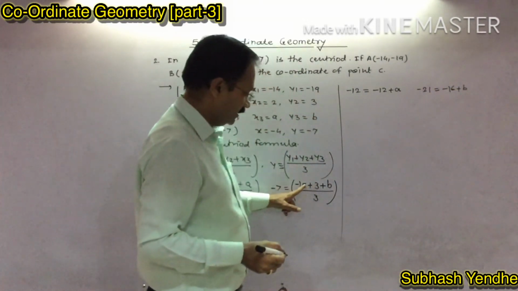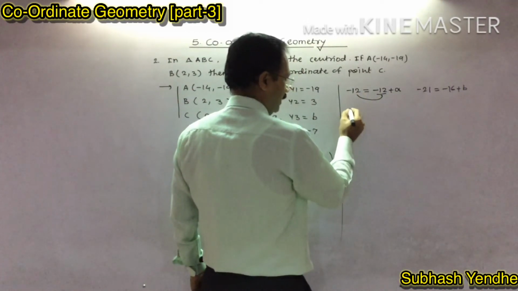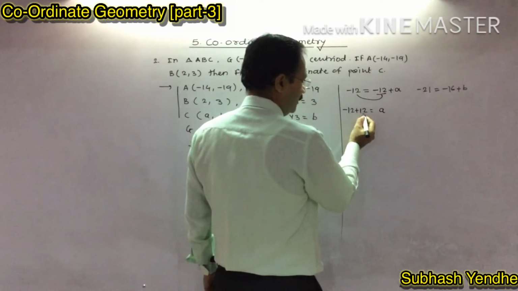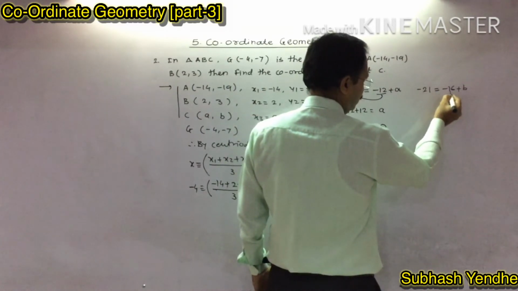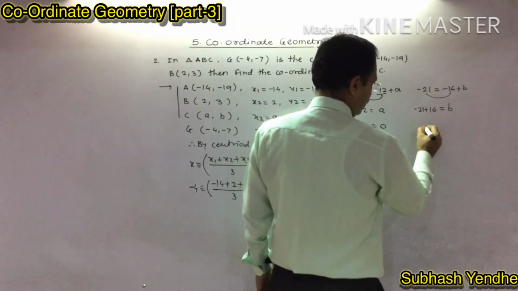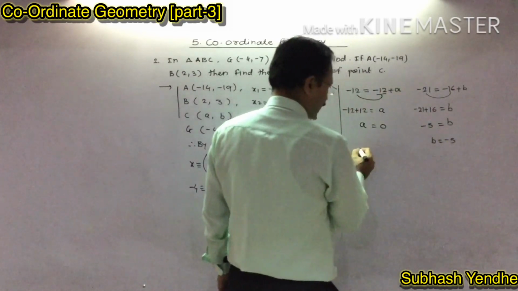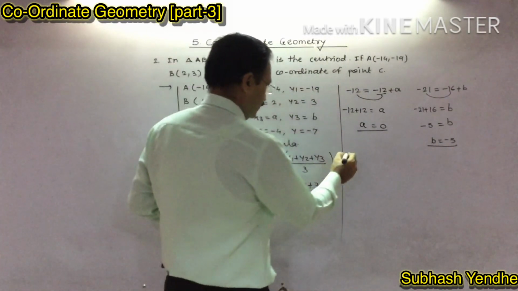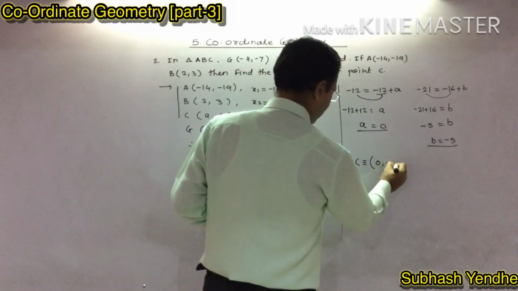Signs are different, so subtract and give the sign of the larger number. So 12 comes on this side, so it will be plus. -12 plus 12 equals a. -12 plus 12 will be 0. So a equals 0. This is minus, so it will be plus here. -21 plus 16 equals b. So this will be -5. So you'll get the value of b equals -5 and a equals 0. And these are the coordinates of point C. Therefore, the coordinates of point C are 0 and -5.